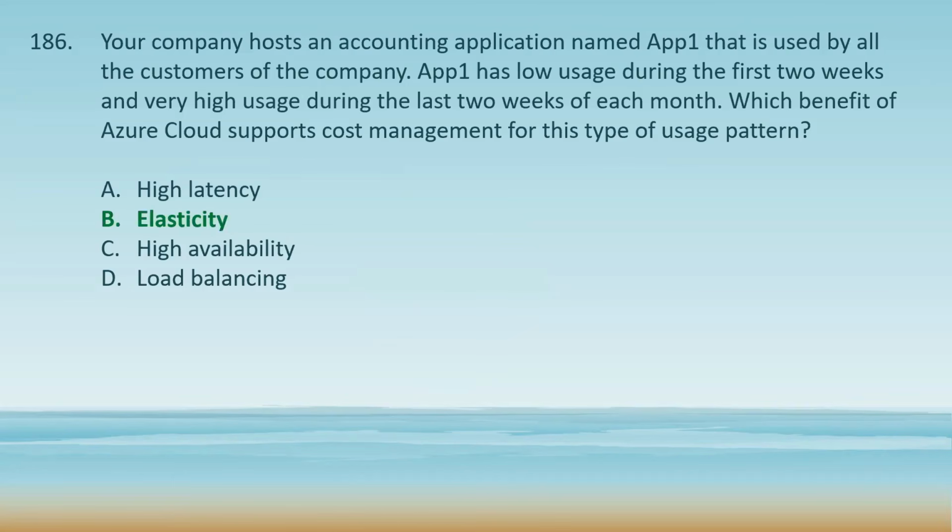And the correct answer here is elasticity. Elasticity in cloud computing allows you to automatically scale your resources up or down based on demand. This elasticity feature helps in cost management because you only pay for the resources you actually use. When the usage is low, you are not paying for excess capacity, and when it's high, you are scaling up effectively and efficiently to meet the demand without incurring unnecessary costs.